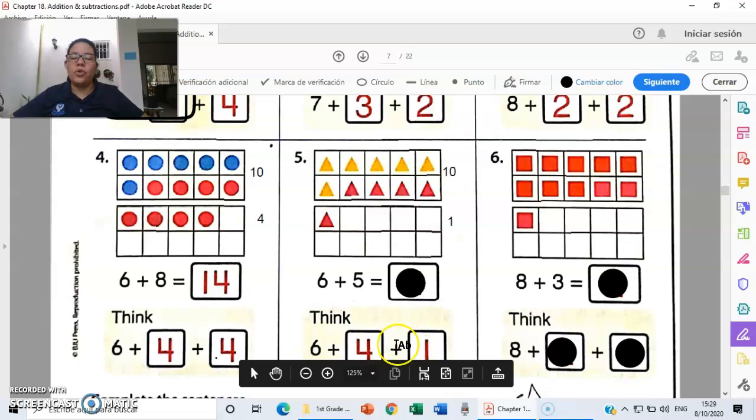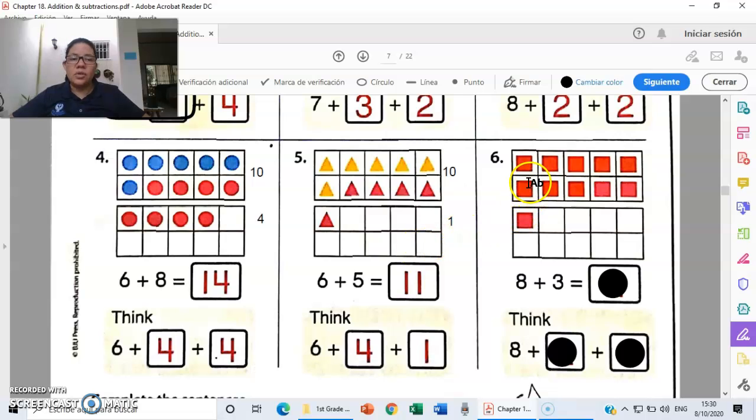1. So 4 plus 1 is 5. 6 plus 4 is 10. 10 plus 1, 11. Good job. Okay, let's go to the next one.